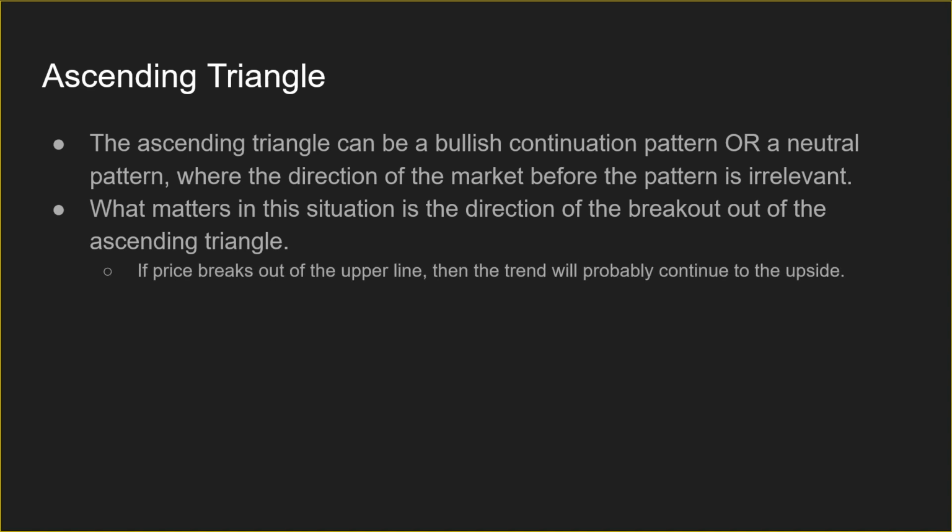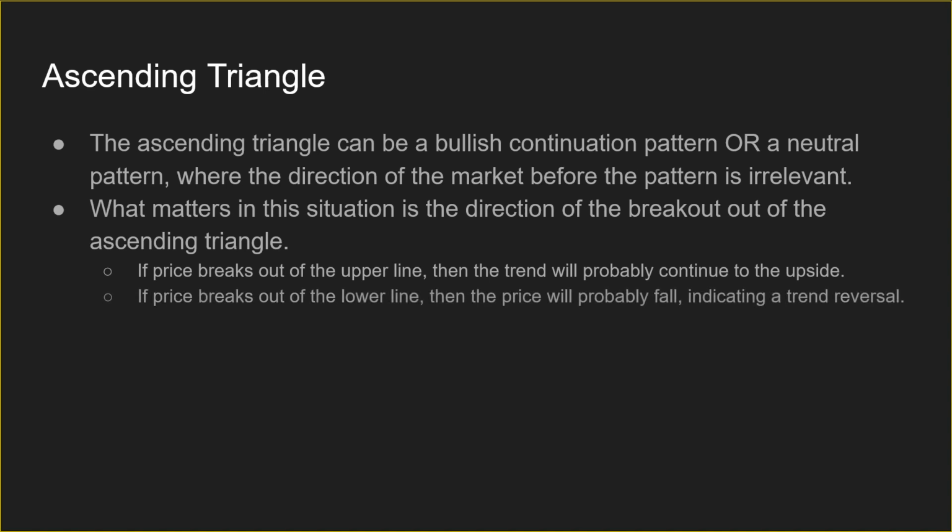If price breaks out of the upper line, then the trend will probably continue to the upside, therefore indicating a bullish ascending triangle. Now, if the price breaks out of the lower line, then the price will probably fall, indicating a trend reversal. This is an indication that price could not break past that level of resistance that normally would be broken in a bullish ascending triangle.